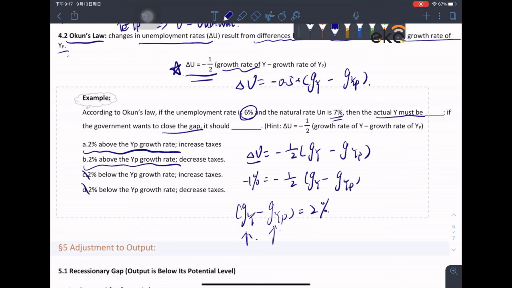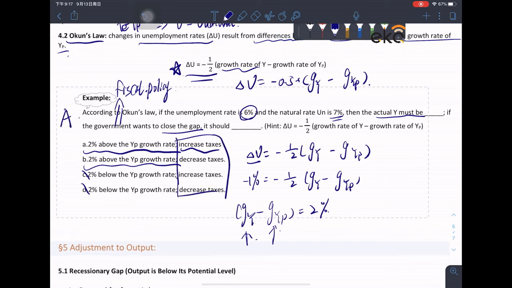And we should do something about fiscal policy. We will talk about it later. To close this gap, we need to increase tax so that people want to spend less, and then we won't have an inflationary gap. This is A. This part you will see in later chapters, so don't worry if you don't know about this.